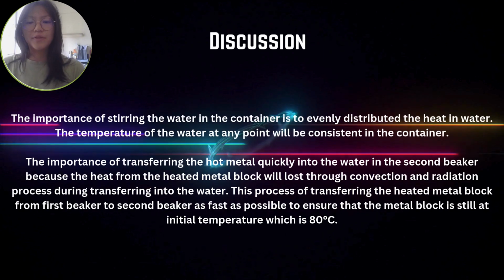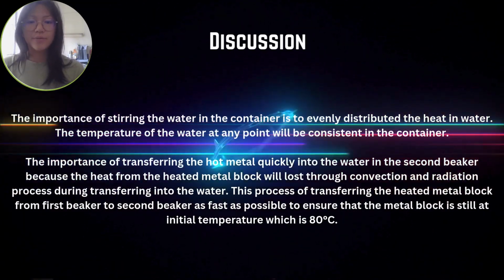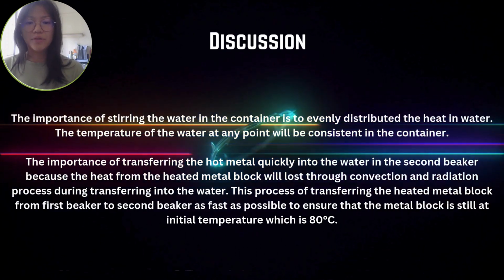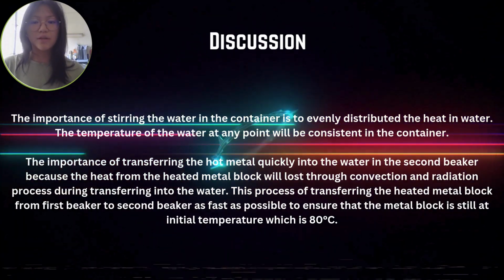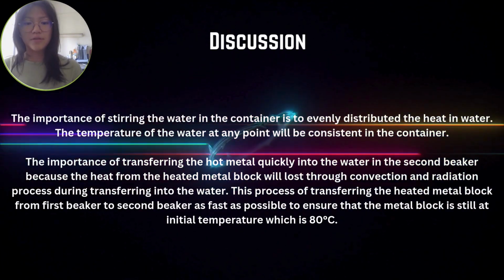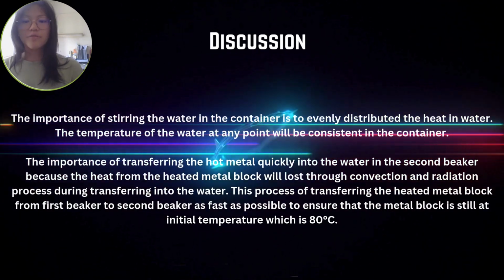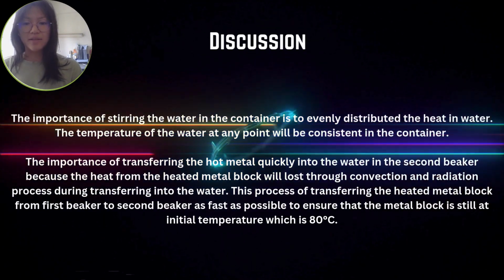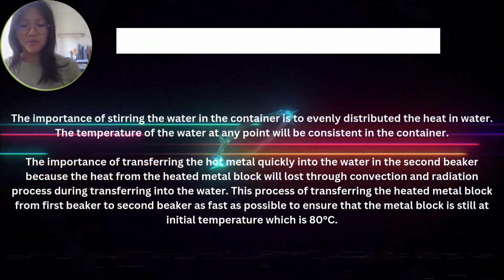The importance of transferring the hot metal quickly into the water in the second beaker is that the heat from the heated metal block will be lost through convection and radiation processes during transferring into the water. The heated metal block must be transferred from the first beaker to the second beaker as fast as possible to ensure that the metal block is still at the initial temperature, which is 80 degrees Celsius.